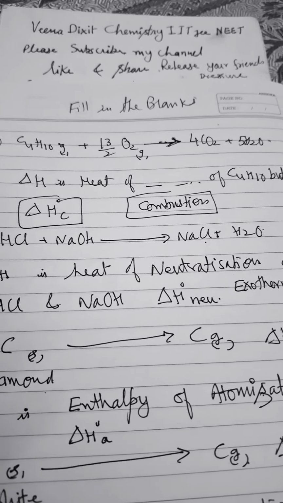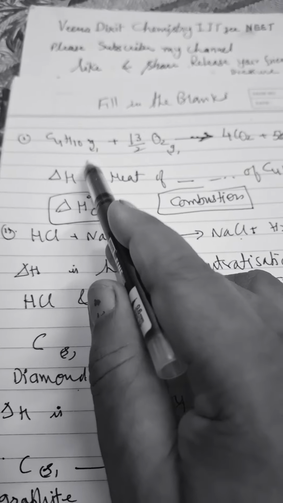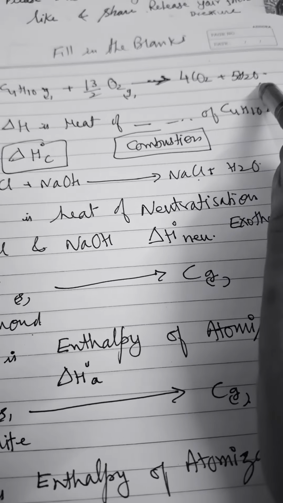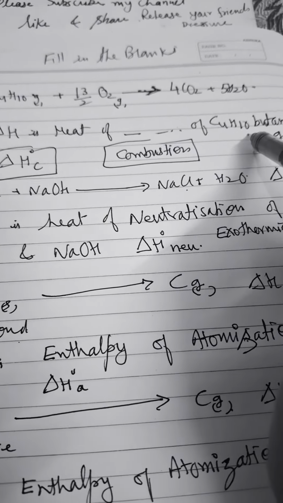Student, here we will do fill in the blanks. So, fill in the blanks. Here C4H10 plus 13/2 O2 gives 4 CO2 plus 5 H2O. Delta H is the heat of dash of butane gas.